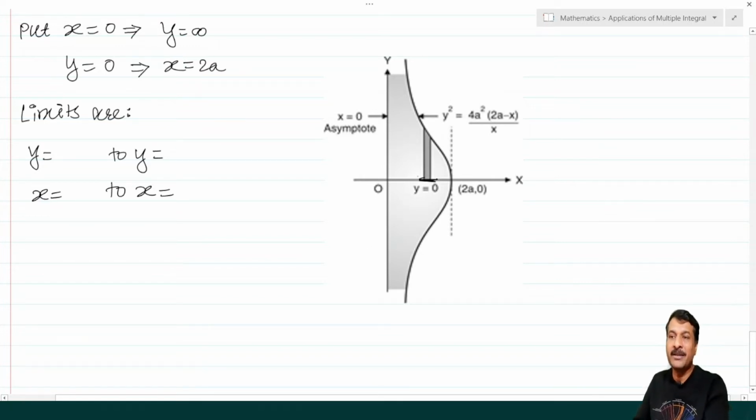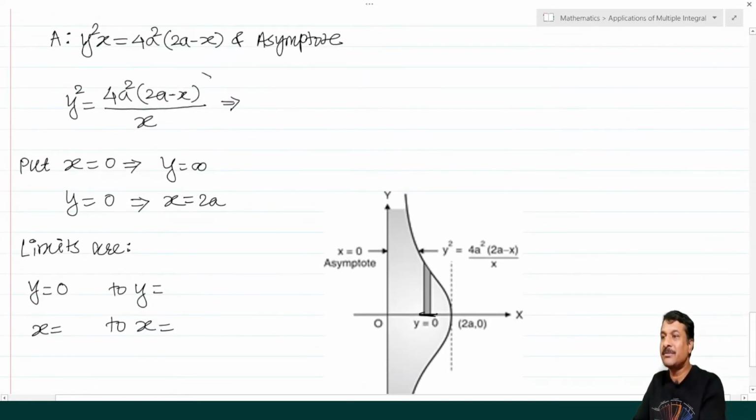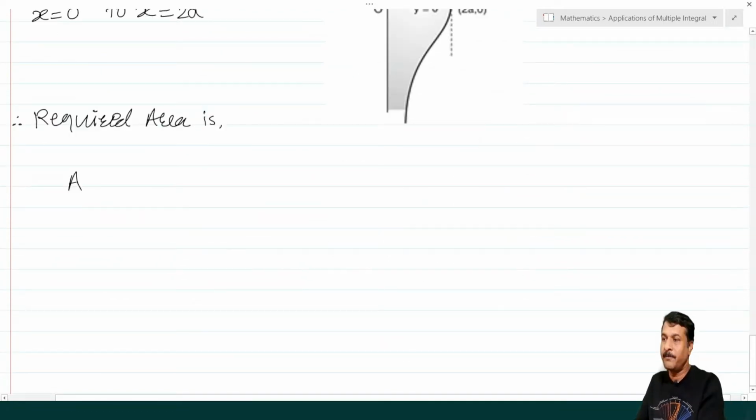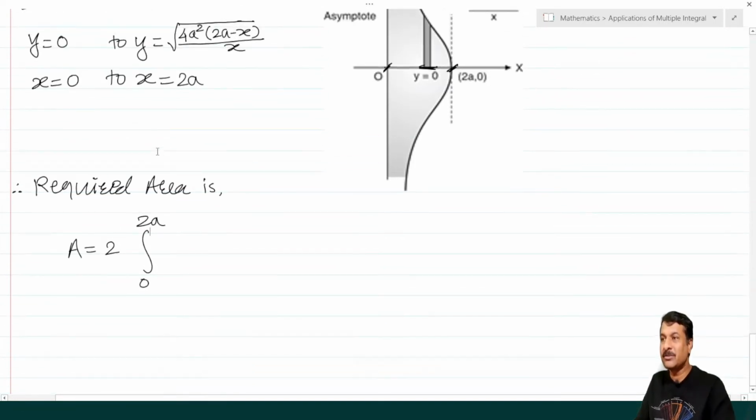So first, only the part above the x-axis: y equal to 0 to y equal to the curve. What is that curve? That curve is this one, and the value of y is the square root of 4a squared into (2a minus x) upon x. And what about the x values? The starting point is 0 and it ends at 2a, so 0 to 2a. So the required area A equals 2 times the integration from 0 to 2a, because these are the limits of x. And the limits of y are 0 to the square root of 4a squared into (2a minus x) upon x, into dx dy.